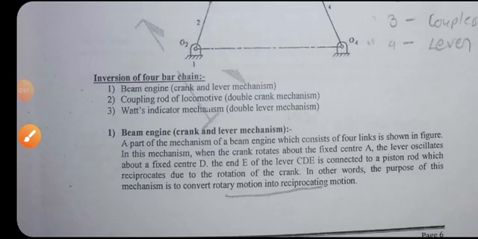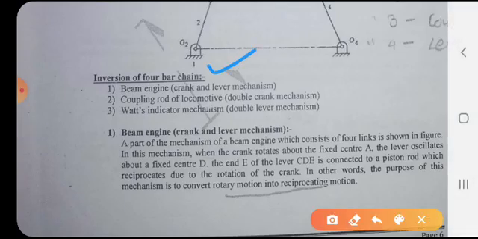Friend, in the previous video we already discussed the types of inversion of a 4 bar chain. As you know, there are three different types of inversion of a 4 bar chain: the beam engine, that means the crank and lever mechanism; second, the coupling rod of a locomotive, which is also called the double crank mechanism; and third, the Watt indicator mechanism. As per your syllabus, only two types are included: the beam engine and the coupling rod of a locomotive.